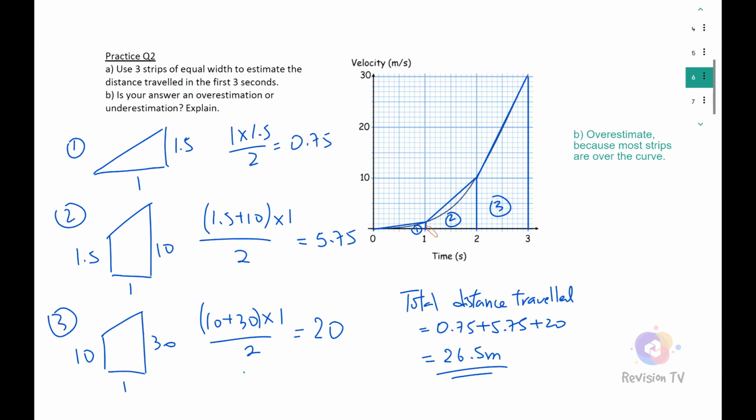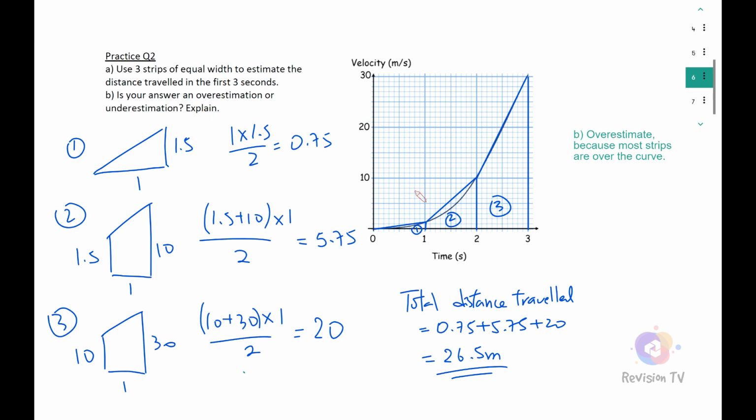Question 1. Now, whether you want to use 1 or 1.5 for the height is up to you. Okay, if you got 1, you should get 0.5 in here instead. I use 1.5 to be slightly more accurate. So I got my total area is 26.5 meters, which represents the distance traveled.